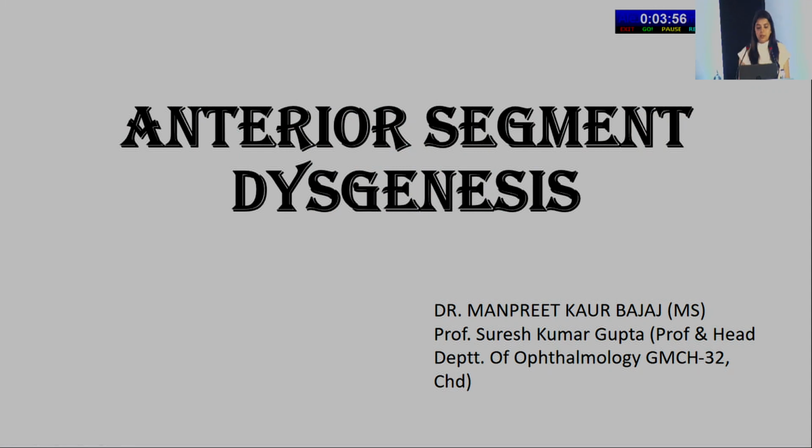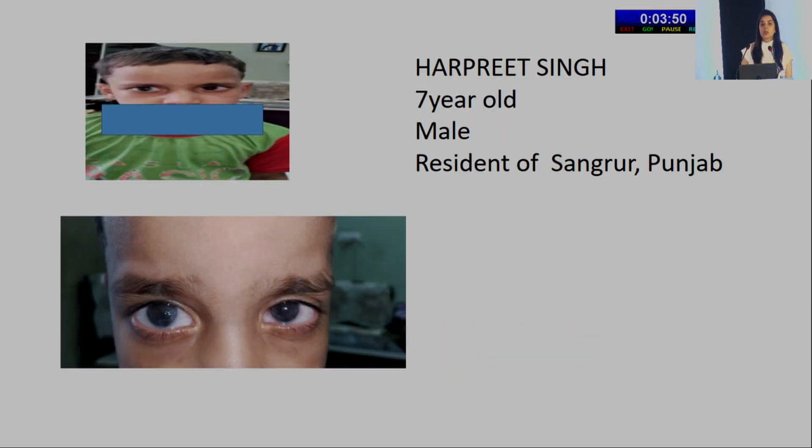Good evening, everybody. I'll be presenting a case of anterior segment dysgenesis. So this is a child named Harpreet Singh. He's a 7-year-old male from Punjab.